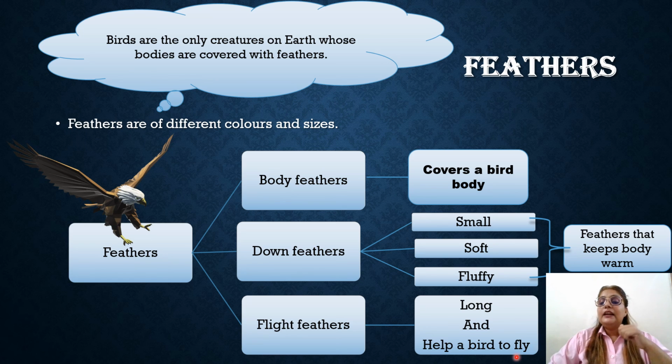So we have learned there are three types of feather. First one is body feather. What is body feather? That covers a bird's body. Then is down feather. What are down feather? They are very small, soft and fluffy. That keeps the body warm. And third one is flight feathers. They are very long and helps the bird to fly.